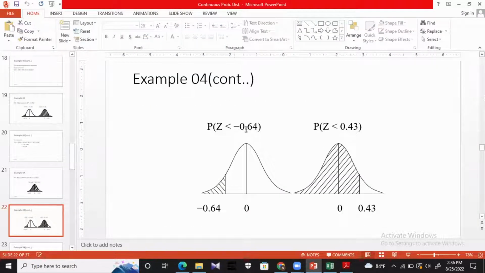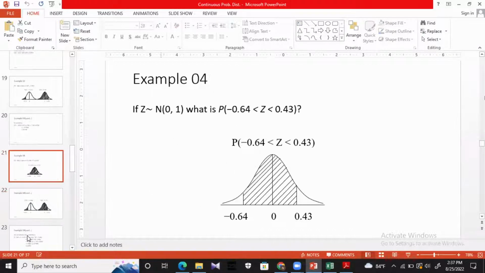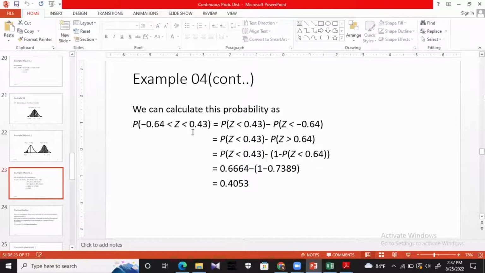This is Z less than minus 0.64. This is Z less than 0.43. And you have to eliminate the small region from here. Finally, you will have this region. Okay, right. This is how we write the inequality. P(-0.64 < Z < 0.43) is equal to P(Z < 0.43) minus P(Z < -0.64). We have derived this expression first.